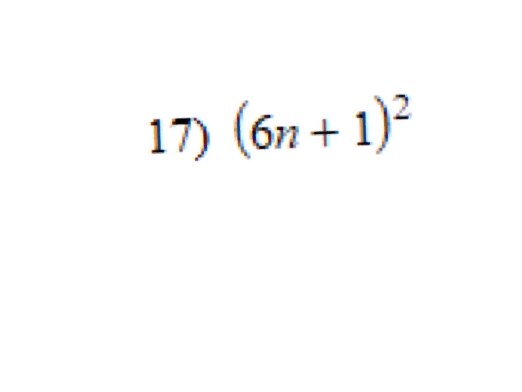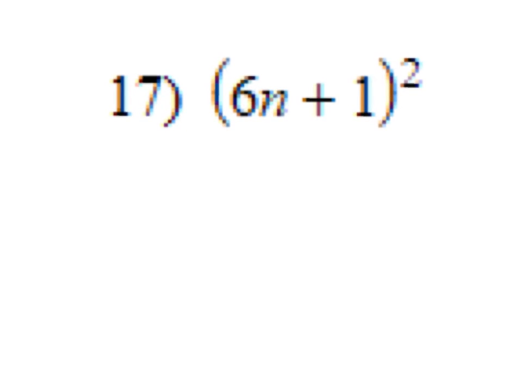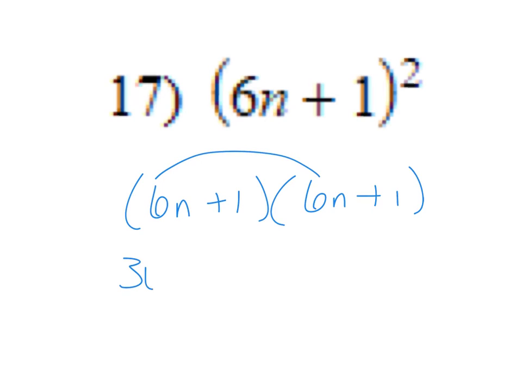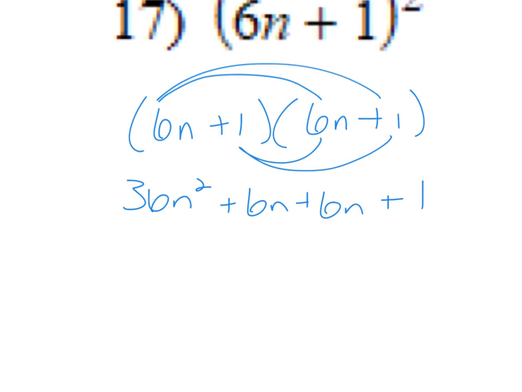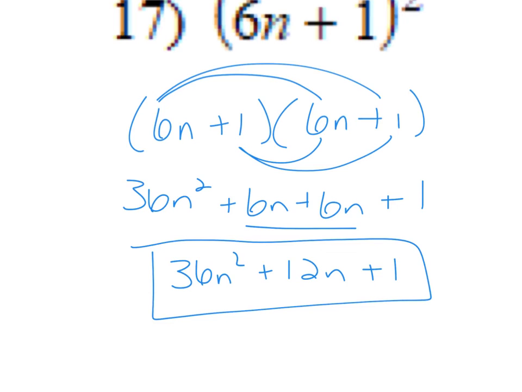Okay, number 17. All right, this squared means write it out twice. So I've got 6n plus 1 and 6n plus 1. And now I'm going to FOIL. So I'm going to get 36n squared plus 6n plus 6n plus 1. So now again, combine like terms there in the middle. So we get 36n squared plus 12n plus 1. And that's going to be my final answer there.